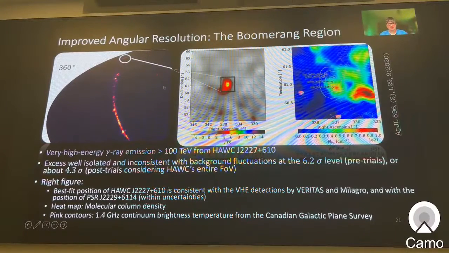Another example of the power of improved angular resolution is the Cygnus region. There had been a measurement done and published by Auger of this region, and since it was co-located with a very close measurement, a combined fit was performed.